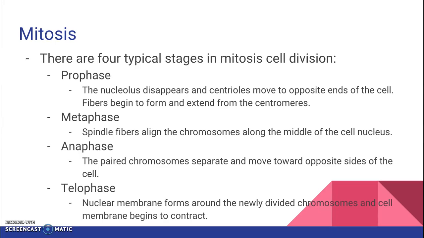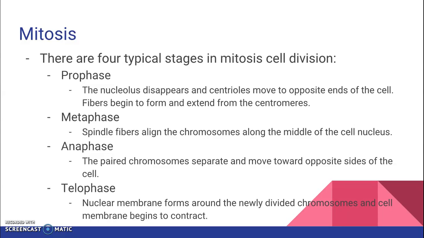So then in metaphase, the spindle fibers are going to align the chromosomes along the middle of the cell nucleus. So you actually end up with this line of chromosomes. Then in anaphase, those paired chromosomes will separate, so those spindle fibers will pull the chromosomes apart. They'll move to opposite ends of the nucleus.